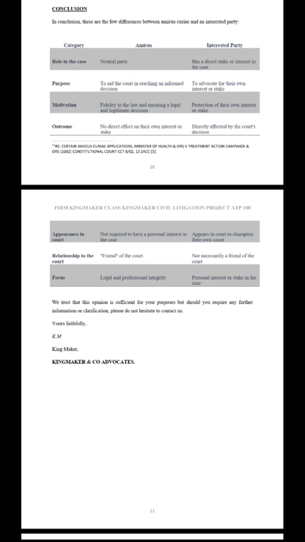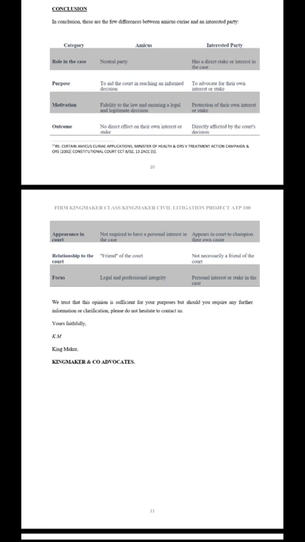An amicus, so this is a summary basically, which must be in your project. In the case, an amicus or a friend of a court is a neutral party. Is it not? Is always the neutral party. You will find LSK is an amicus sometimes. An interested party has a direct stake or interest in the case. In terms of purpose, an amicus wants to aid the court in reaching an informed decision. An interested party basically advocates for their own interest. Know that interested party is their own interest.